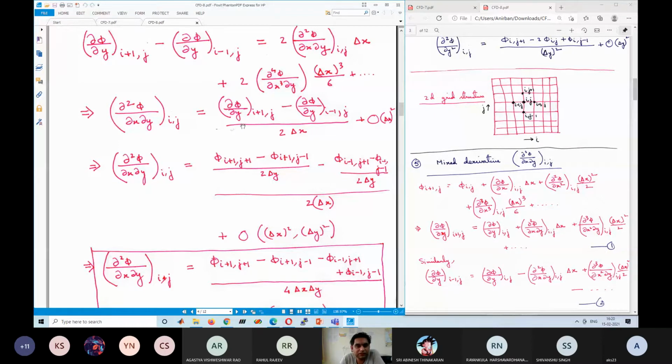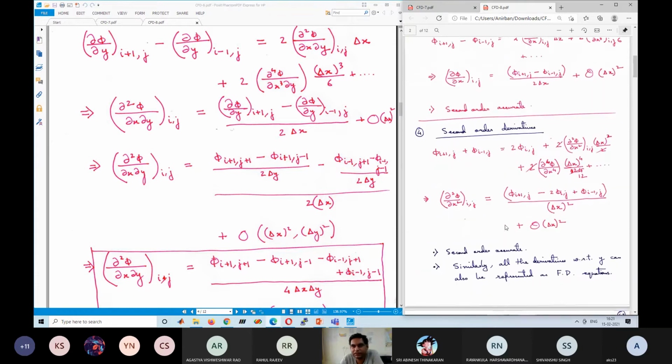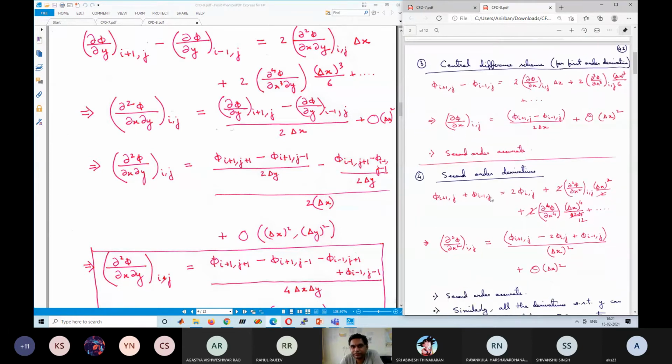Okay. So del phi del y at i plus 1 comma j, we can represent this by central difference scheme. Okay, remember the central difference scheme? What was the central difference scheme? Del phi del x ij is equal to phi i plus 1 j minus phi i minus 1 j by 2 delta x. Similarly, del phi del y ij will be equal to phi i j plus 1 minus phi i j minus 1 by 2 delta y. Okay, but this is at i plus 1.